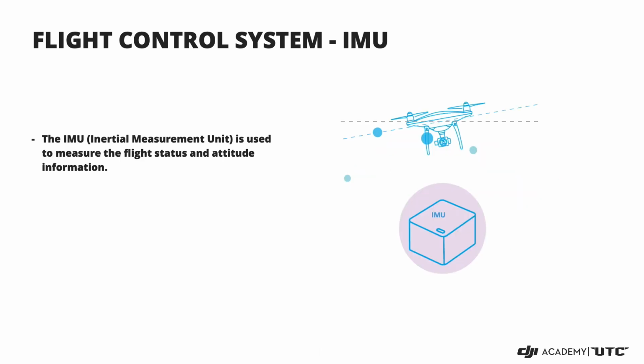IMU uses the accelerometer and gyroscope to measure the acceleration and rotation, which can be used to provide the attitude information and let the aircraft keep stable and level in the sky. In short, IMU can tell the UAV, "How is my body moving?" Now we are going to play a short video about the flight control system.